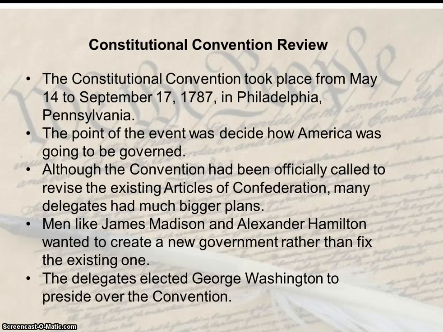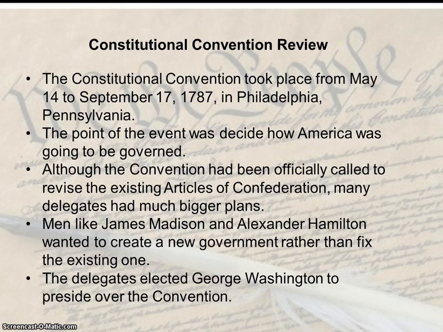As a review of the unit that you just finished with the Constitutional Convention, remember that that convention takes place from May until September in Philadelphia, Pennsylvania. The point is to decide how America is going to be governed. Initially, the Constitutional Convention is called in order to revise the existing Articles of Confederation, but a lot of your delegates have bigger plans, particularly men like James Madison and Alexander Hamilton, who wanted to create a new government rather than fix the existing one.